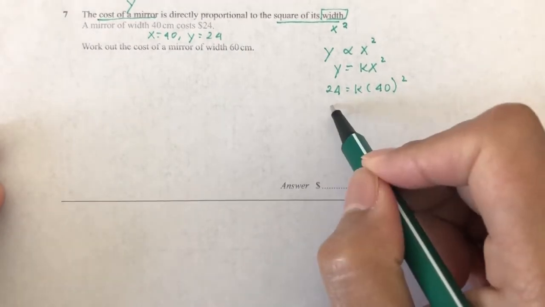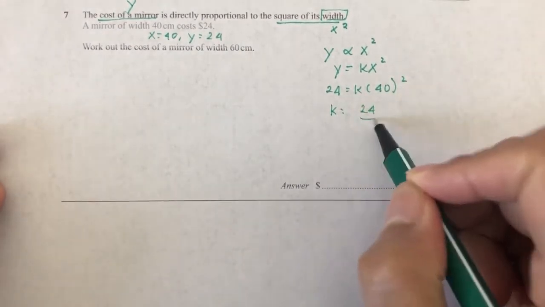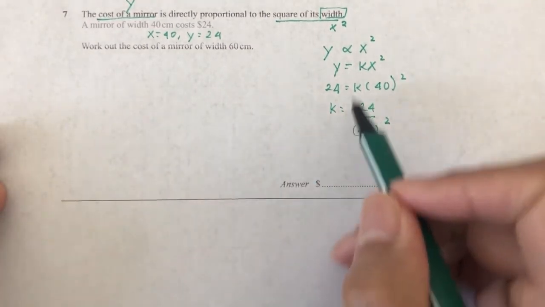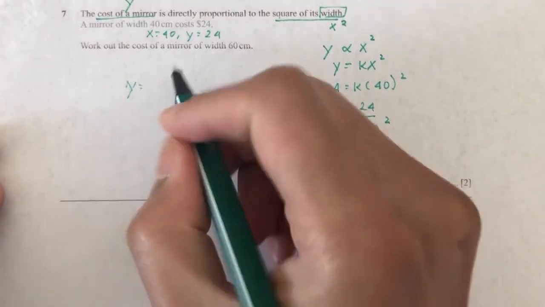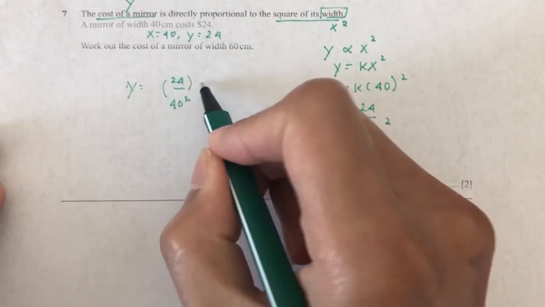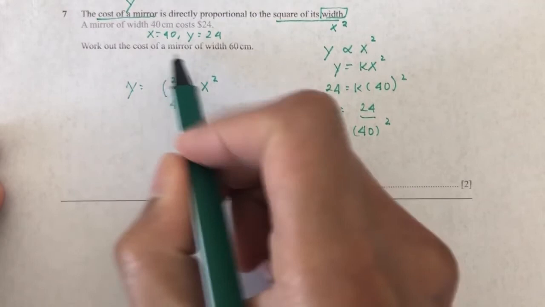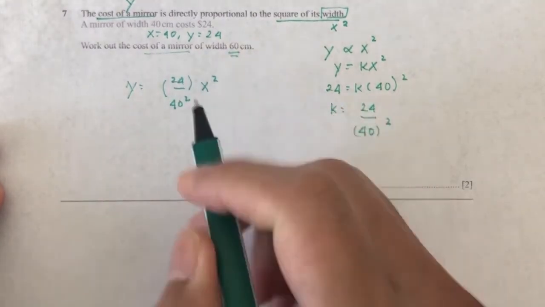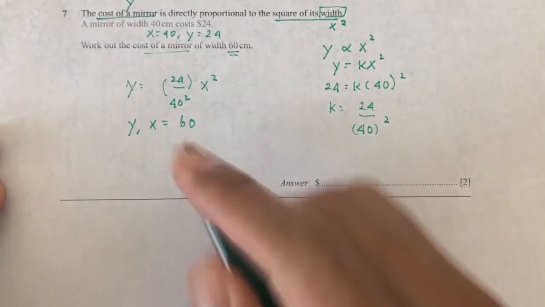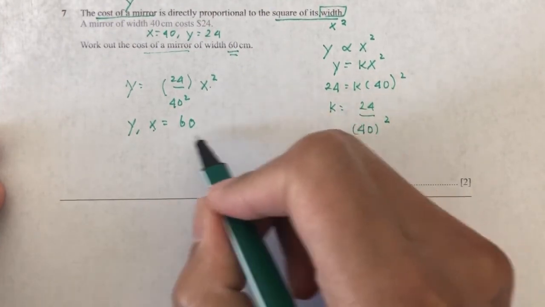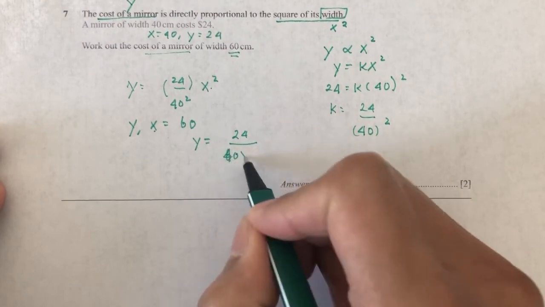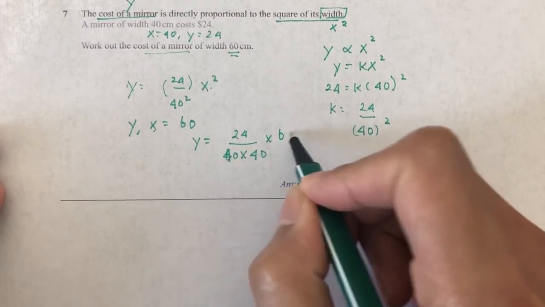So find the value of k. k will be 24 divided by 40 squared. Just leave it like that, that's okay. So now the equation that we have will be y equal to 24 divided by 40 squared times x squared. So work out the cost of the mirror of a width of 60. So find the value of y when x equal to 60, which means I have to replace the value of x here. So we have y equal to 24 over 40 times 40 times 60 times 60.